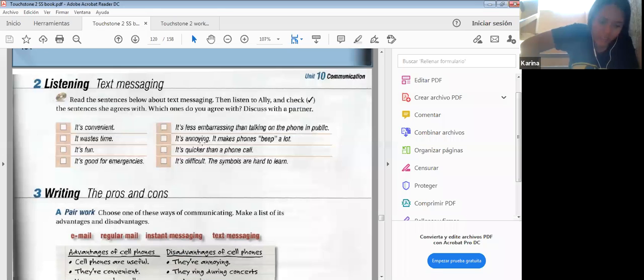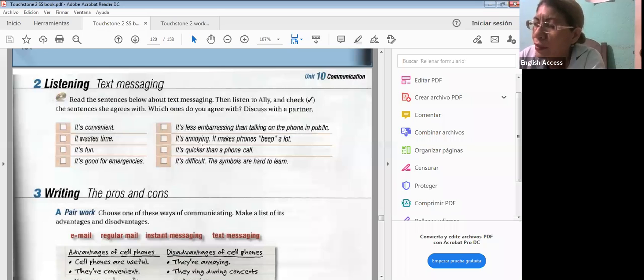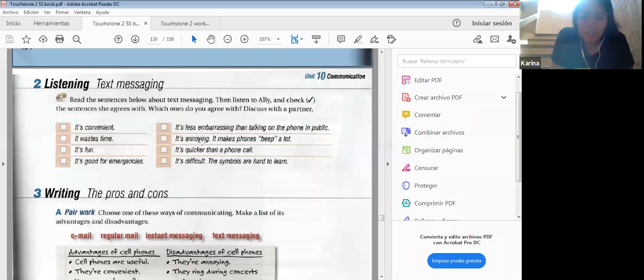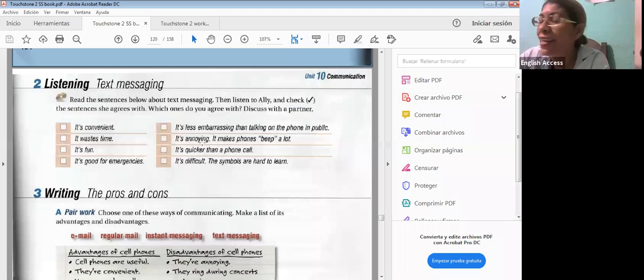Okay, so tell me, what are the sentences that she agrees with? It's fun. It's convenient. Convenient, yes. It's quicker than phone calls. Yes. It's annoying. It makes phones beep a lot. And it's less embarrassing than talking on the phone in public. Yes, you are correct. All of them.